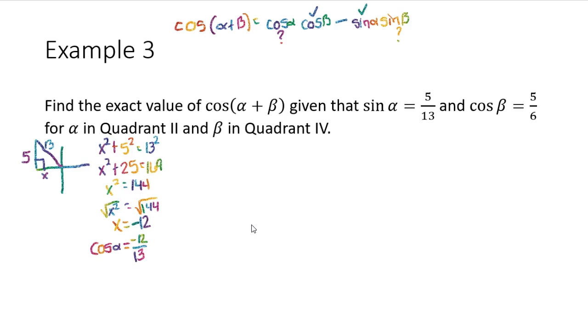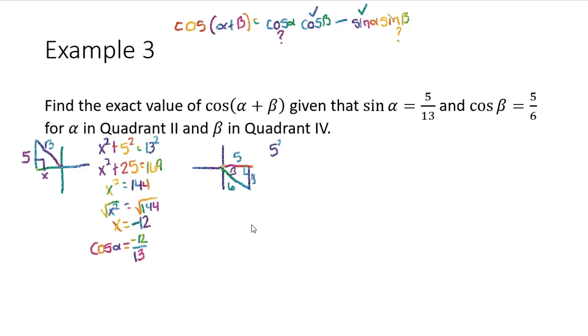All right, now let's look at angle beta. Angle beta down here in quadrant 4. And we know that the cosine is 5 over 6. So our 5 is going to go here, 6 along the hypotenuse, and we are looking for the y-coordinate over here.